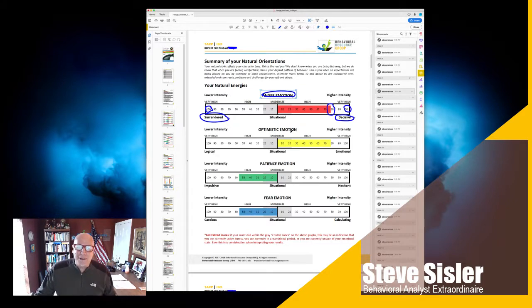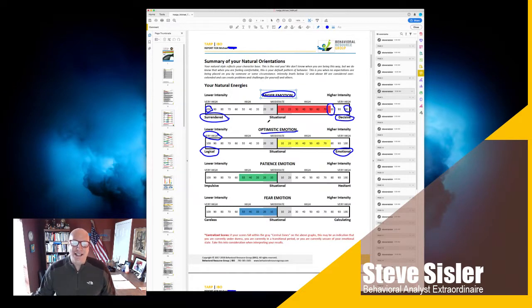Now, let's look at the optimism emotion. That's the next one right here, the optimistic emotion. We got a higher intensity, which makes an individual more emotional. We got a lower intensity, what happens? Logical. So you can be very highly logical right here, and we're measuring how logical your brain is.